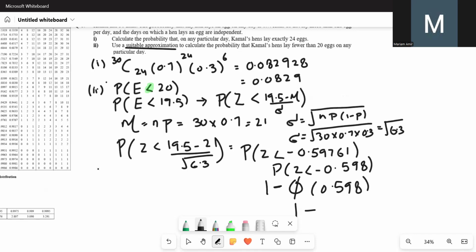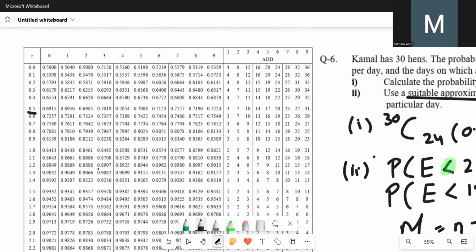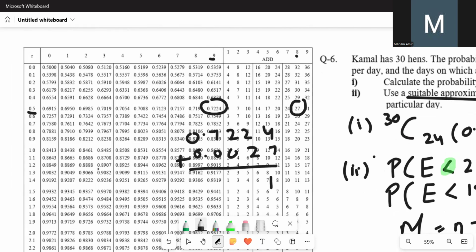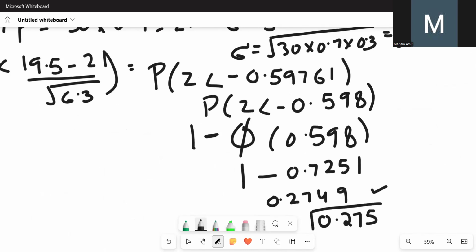What's the probability against the Z-score of 0.598? 0.59 is this, and add an 8 to it. 8 means add 27 to it. So 0.7224 plus 27 gets added to the last two digits, which gives us 0.7251. So 1 minus 0.7251 gives us 0.2749. And this is an estimated probability. So we're going to round this off to 3 significant figures, 0.275.